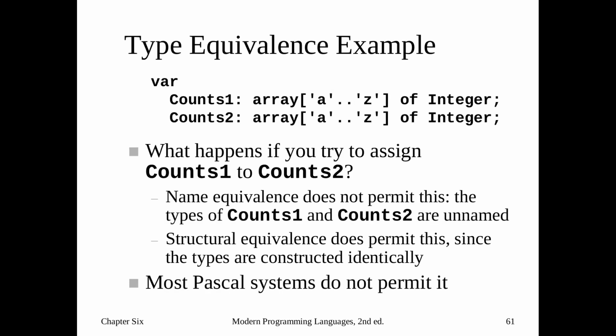On the other hand, if we were to look at this, which I believe is Pascal, you have some var counts 1 and counts 2. Both are the exact same thing: an array that is indexed from A to Z of type integer. So if we try to assign counts 1 to counts 2, name equivalence would not allow this because they're not the same name, and structural equivalence would permit it. But most Pascal systems don't, because they rely on name and not on structure.